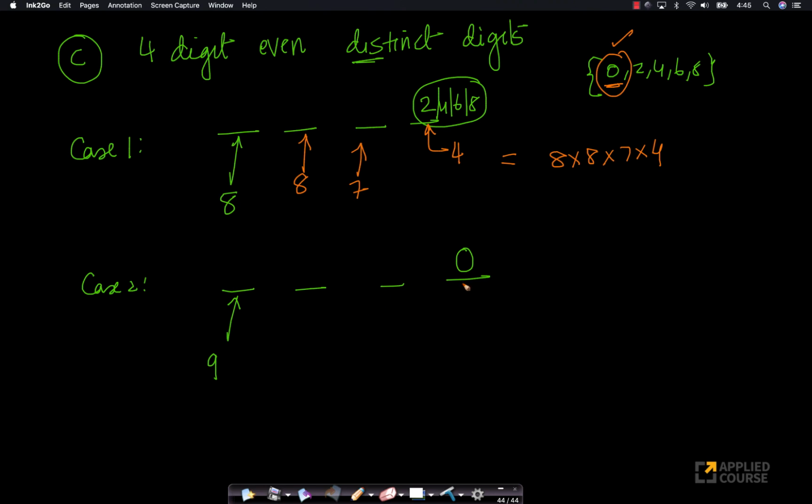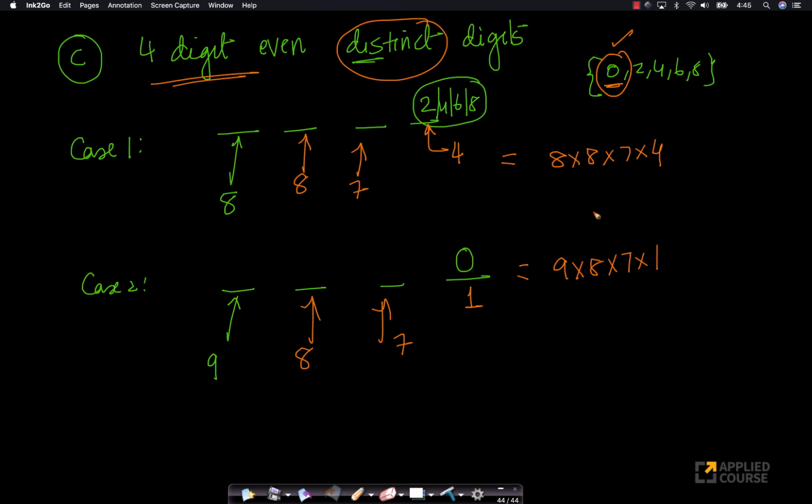Right? So now the last digit is 0. There is only one way of placing this. For this digit, I can have any one of the 9 possibilities, because 0 is already here. I have 9 possibilities here. Right? Here I'll have 8 possibilities. Here I'll have 7 possibilities. So how many ways now? 9 into 8 into 7 into 1. So what is the total number of 4-digited even numbers which have distinct digits? All of these plus these. So the final answer is this.